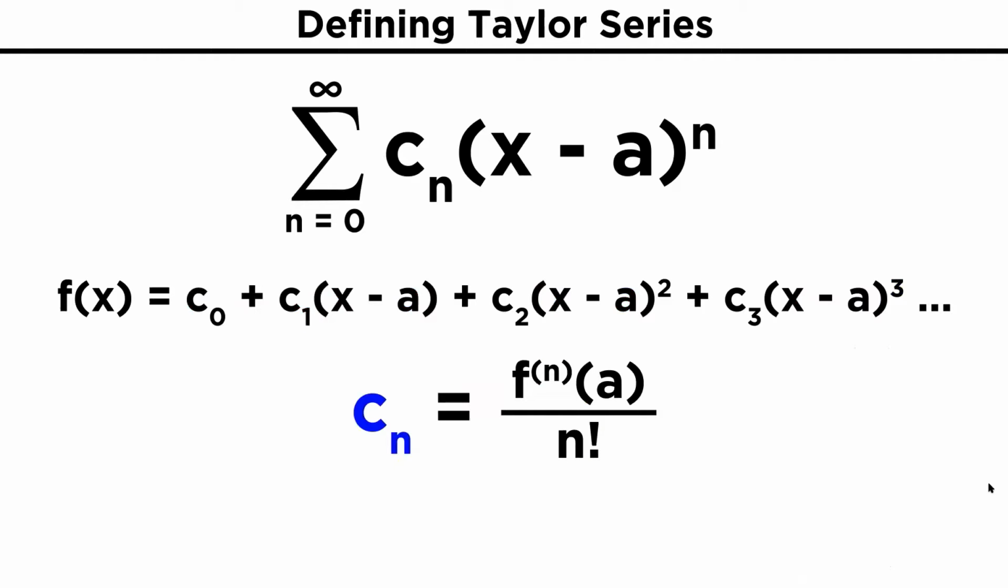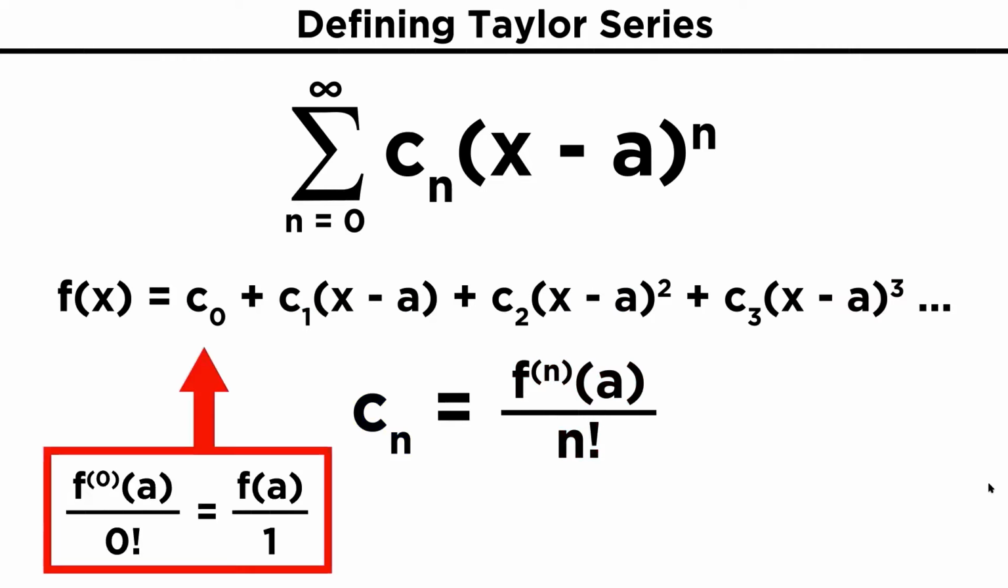We can therefore set up an expression to find the nth coefficient of the series. C sub n equals the nth derivative of f evaluated at a divided by n factorial. This works for all the terms, even the first, if we understand that the 0th derivative of a function is simply the function itself, and that 0 factorial equals 1.